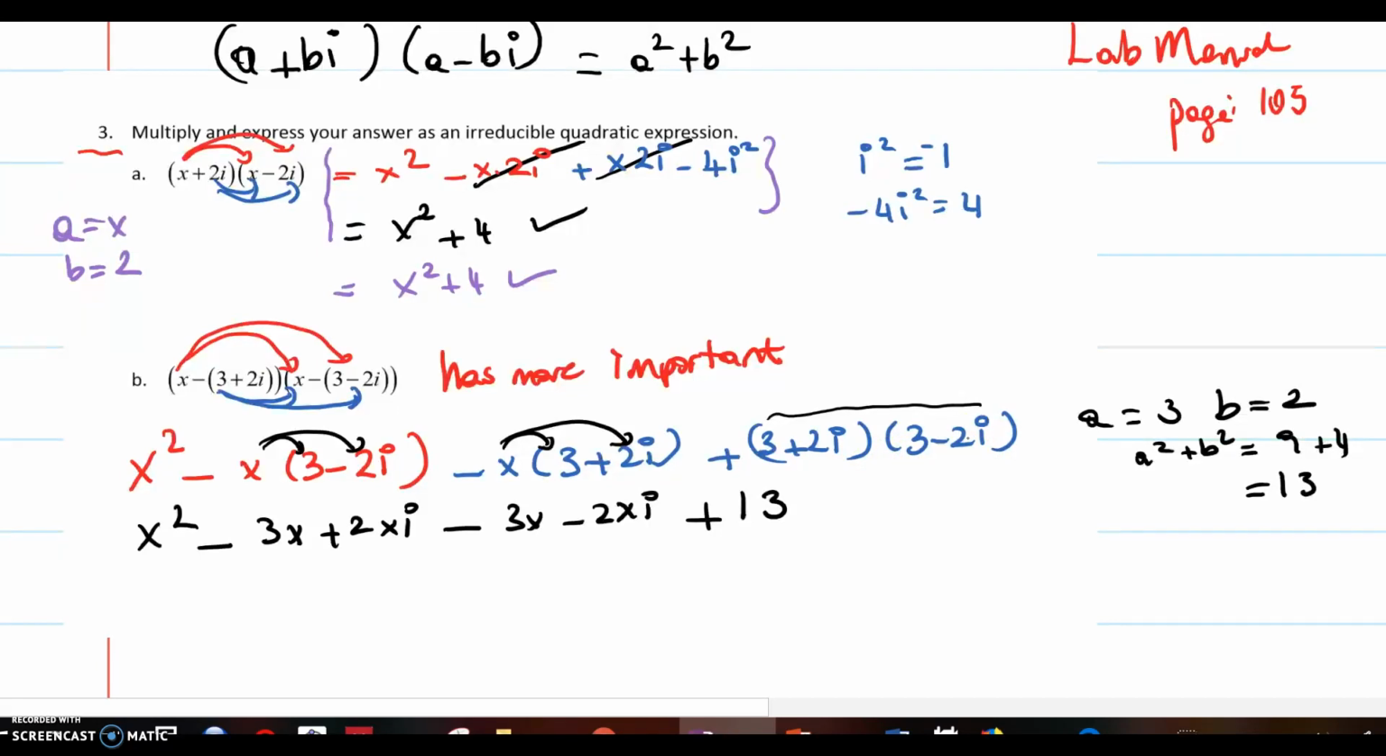Just 1 second. I am pausing here. I'm checking the x squared plus 4. Okay. So, continue.